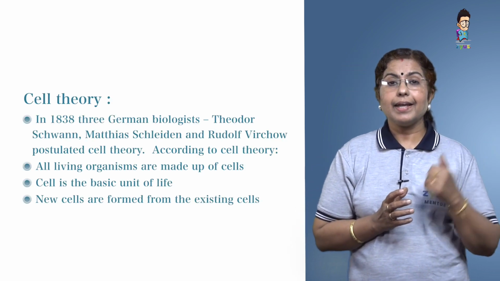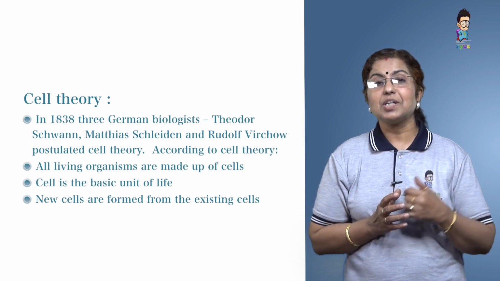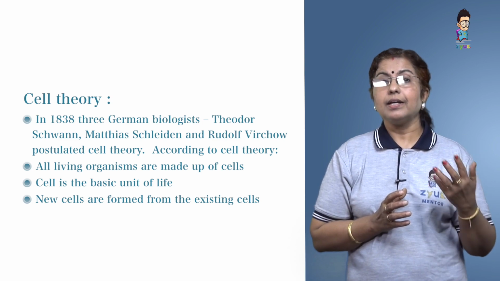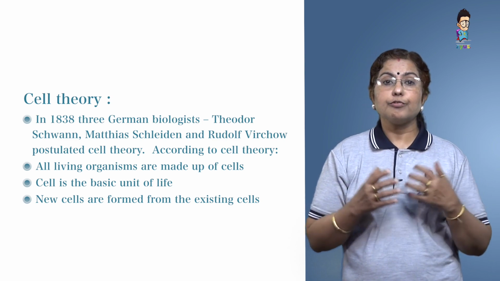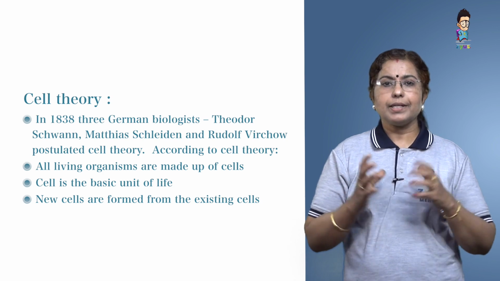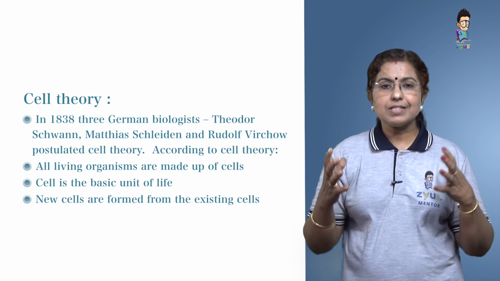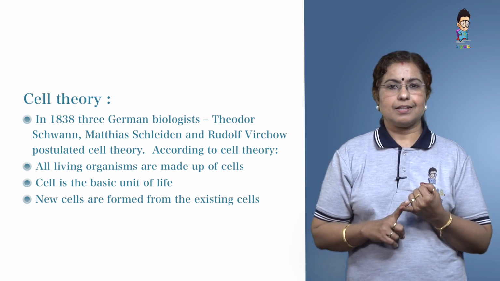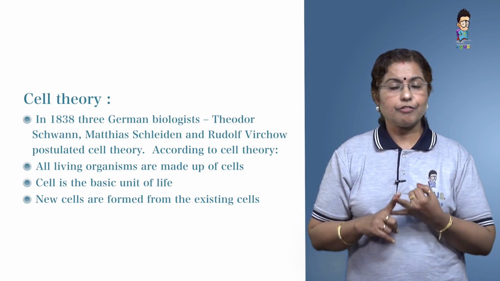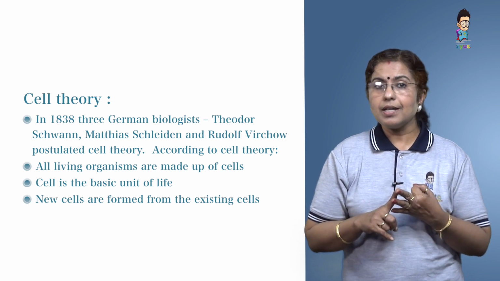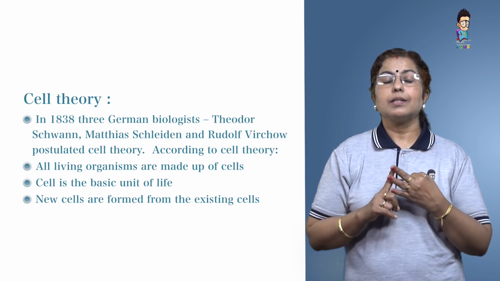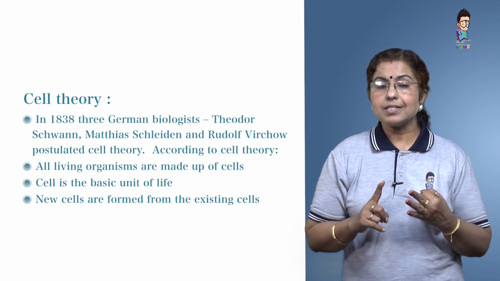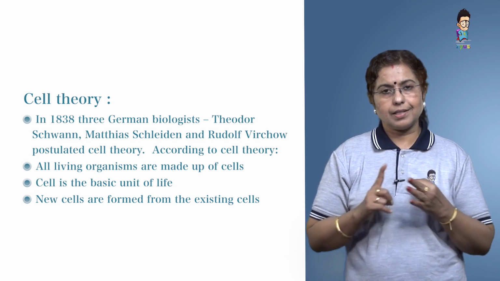In the year 1838, three German scientists, Theodor Schwann, Matthias Schleiden and Rudolf Virchow, postulated cell theory. According to cell theory, every living organism is made up of cells. Cell is the basic unit of life. New cells arise from the old cells or the pre-existing cells. So these are the three statements of cell theory.